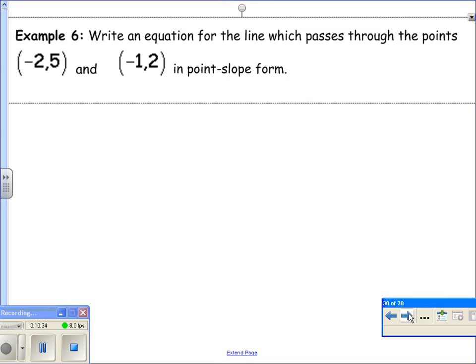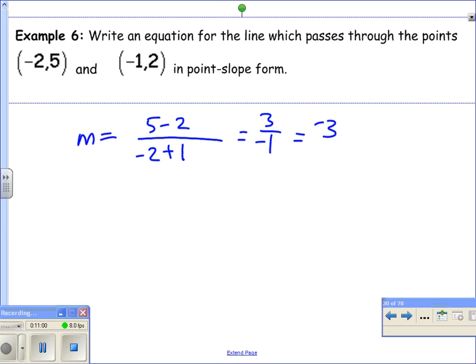Okay, here we have example 6, and on this example we're going to write the equation of a line that passes through these 2 points, and we're going to write it in slope-intercept form. We're going to start out by finding the slope of this line, and the slope is going to be y minus y over x minus x, which changes to a plus because we have minus a negative, and so we're going to get a slope of -3 here.